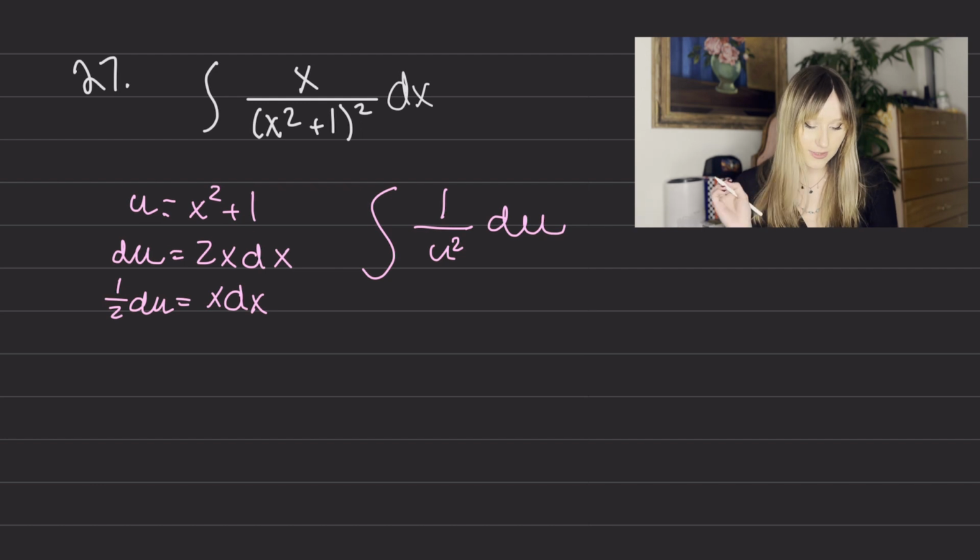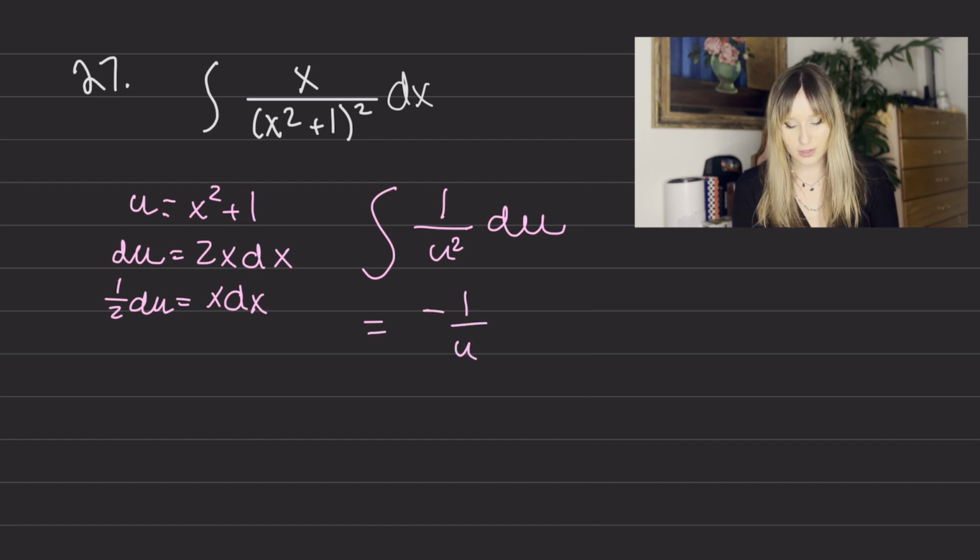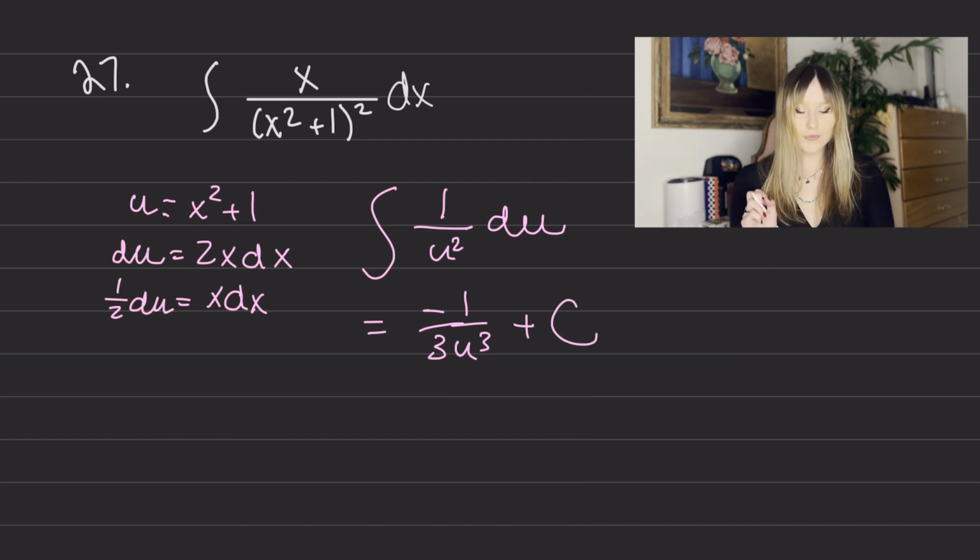1 over u squared. And then solving that, we get minus 1 over u cubed. u to the minus 2 is u to the minus 3 over minus 3, so minus 1 over 3u cubed. Sorry. I'm not sorry. And that's our answer, plus c. Is that right? You tell me. I think it's right.